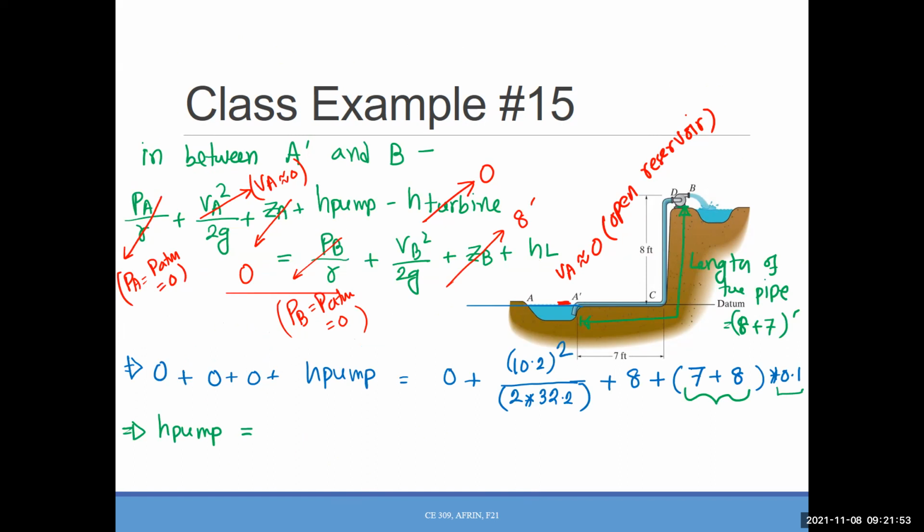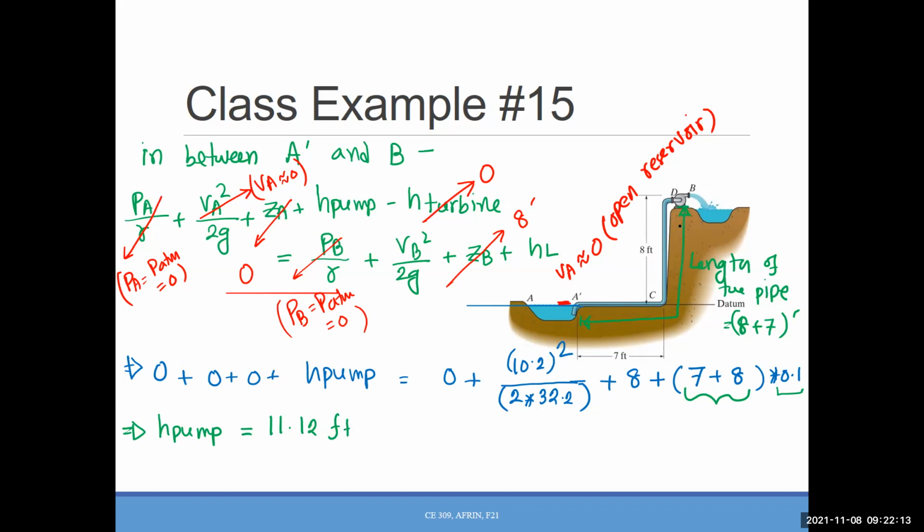Say it again. 11.12. All, and what will be the unit? It's head, and we are using the FPS system, so feet. Okay. Now, are you seeing something?